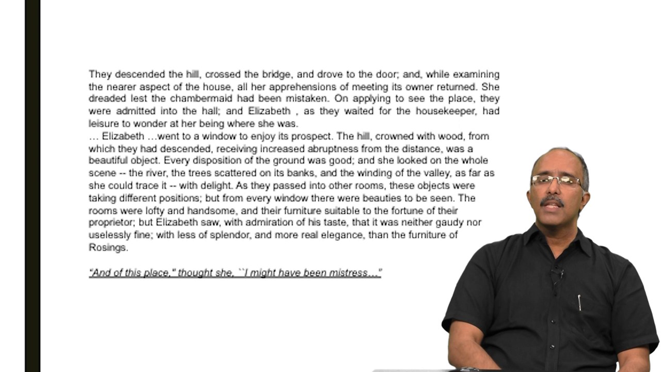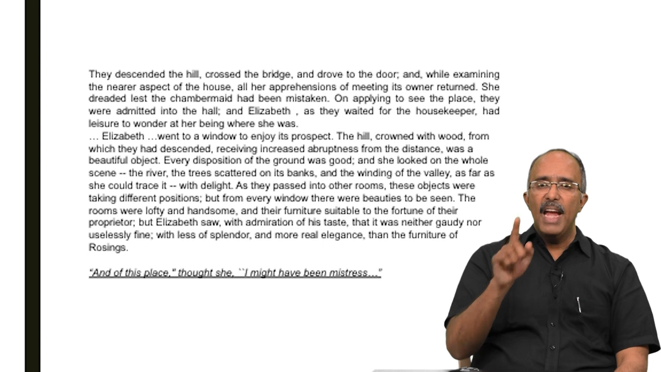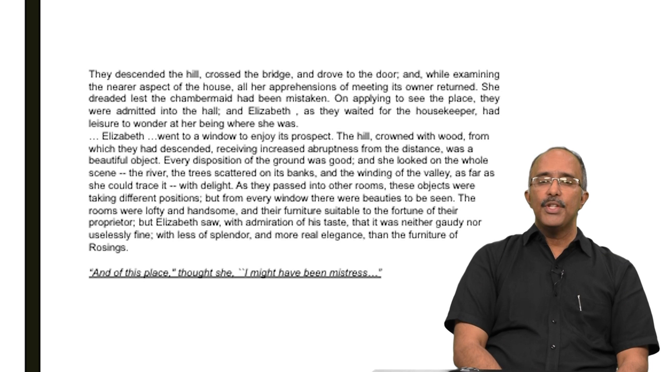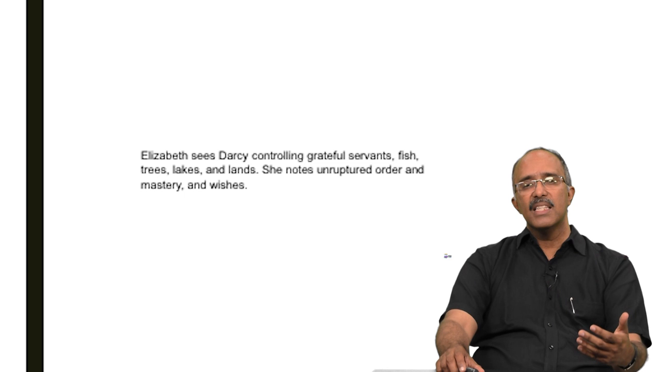She's looking at this sweeping expanse of land, okay? As they passed into other rooms, these objects were taking different positions, but from every window there were beauties to be seen. The rooms were lofty and handsome, the furniture suitable to the fortune of the proprietor. And then she concludes, "And of this place," thought she, "I might have been mistress." The control over servants, fish, trees, and lands is precisely the key point here.